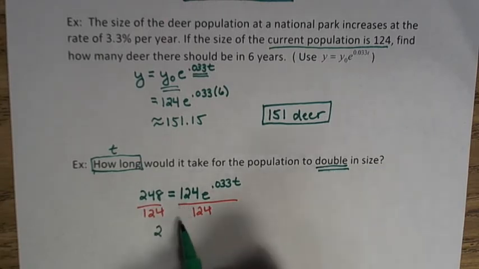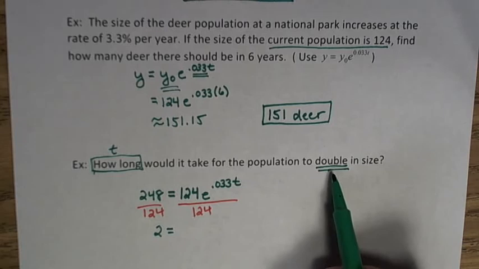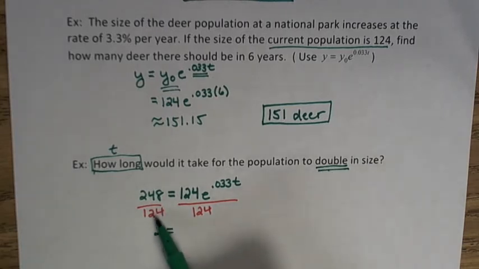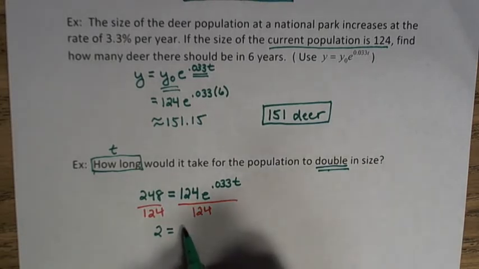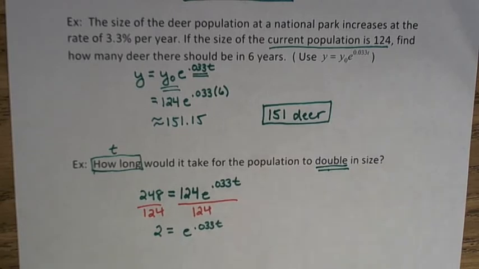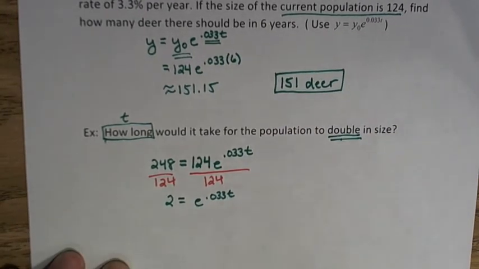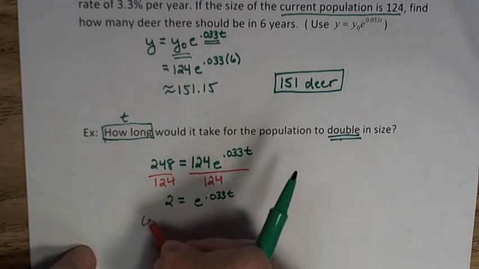So that will be common. Whenever you're doubling, you'd get a 2. If you were going to triple, this division should end up being a 3. So there is a relationship there. So 2 is equal to e to the 0.033t. Now, again, since I'm using the base e, I'm going to choose which log I'm going to use. I'm going to use the natural log.